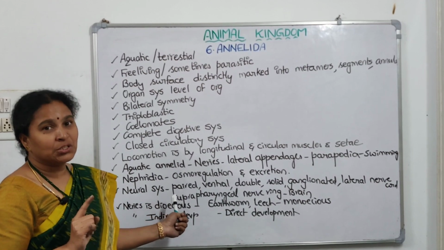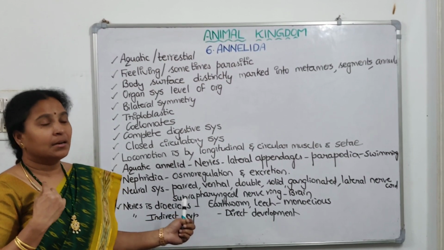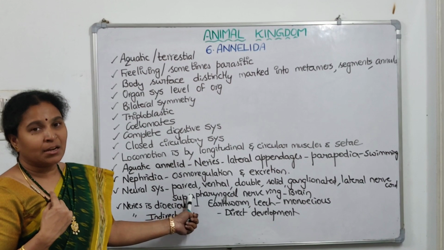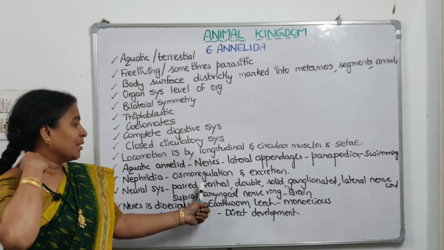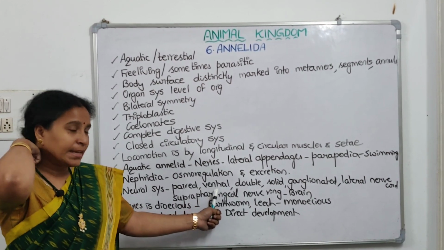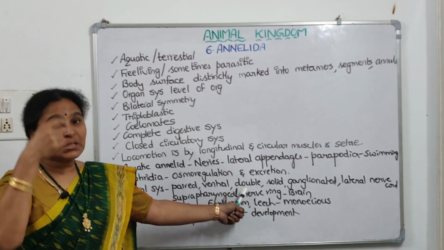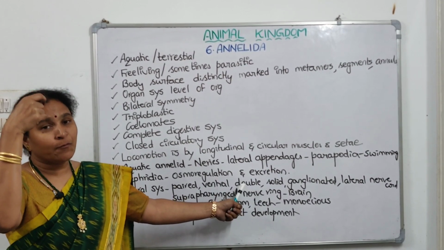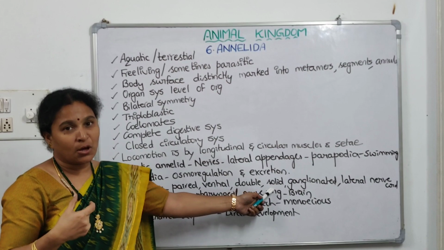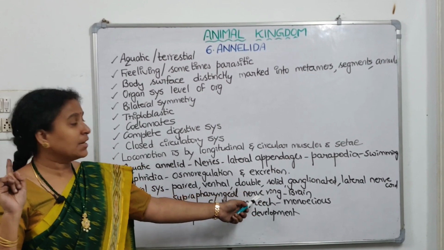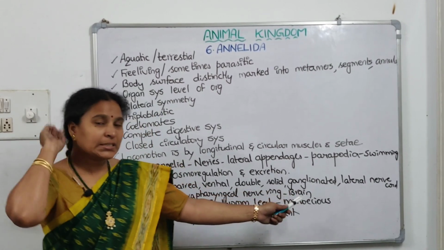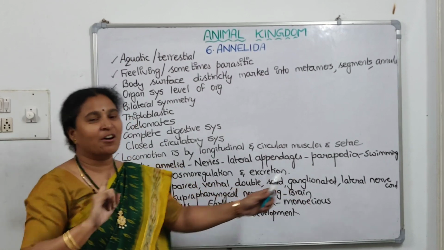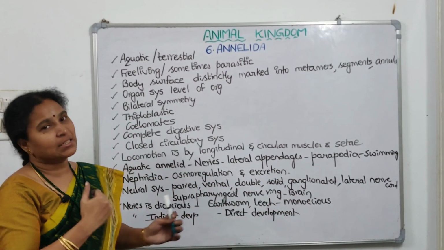Now their nervous system, for us it is single, so non-chordates it is paired. For us it is dorsal, for them it is ventral. For us it is single, here it is double. For us it is hollow through which the cerebrospinal fluid will go, but here it is solid. For us it is non-ganglionated, here it is ganglionated. For us it is central, here it is lateral nerve cord. All opposites, we are chordates and this is non-chordate phylum.